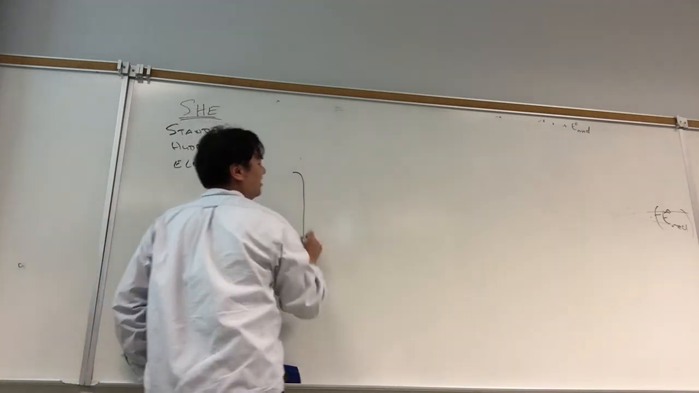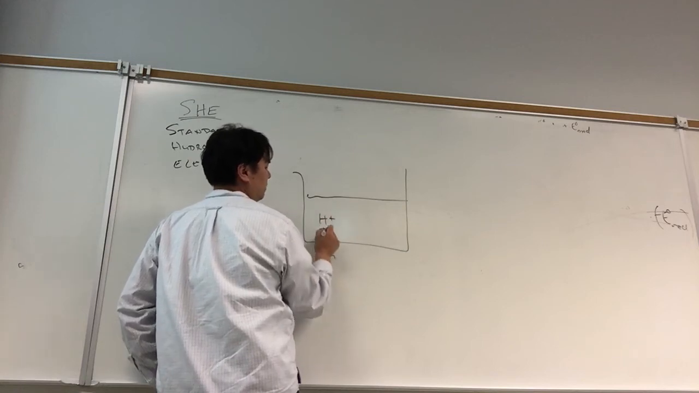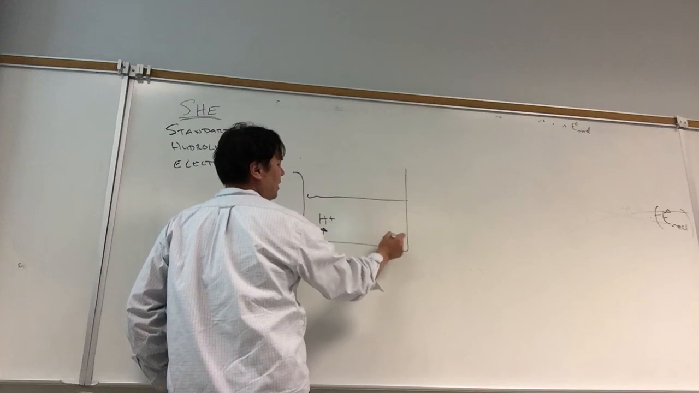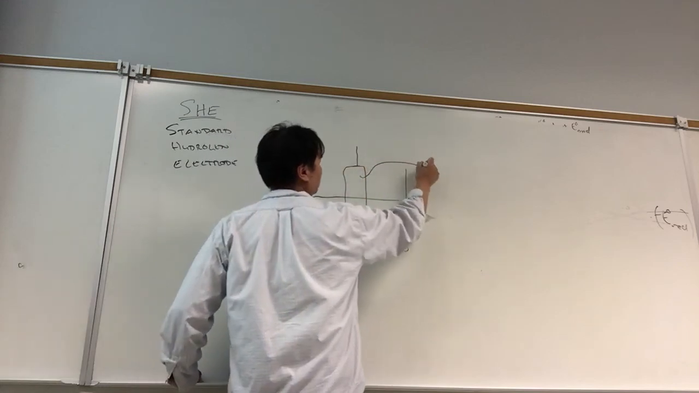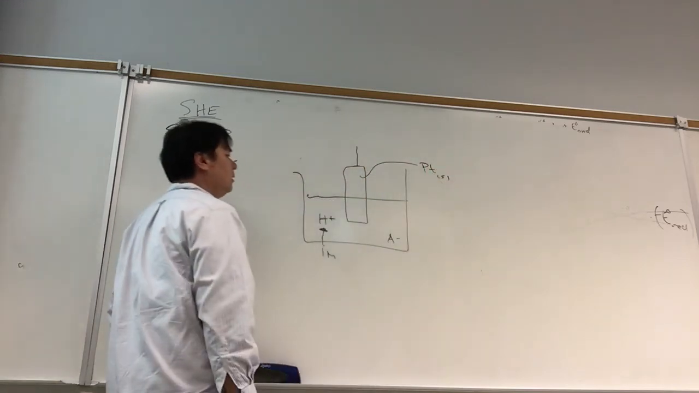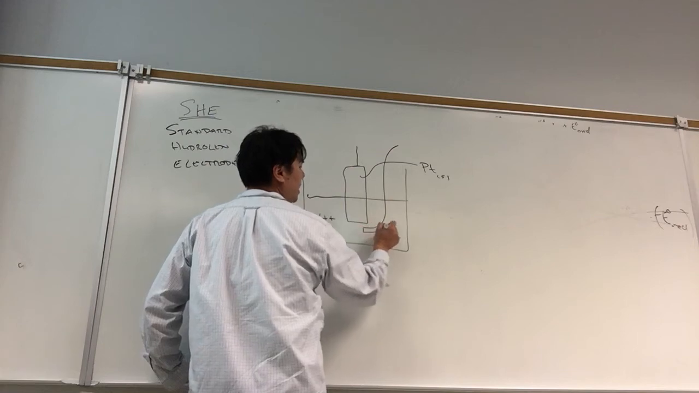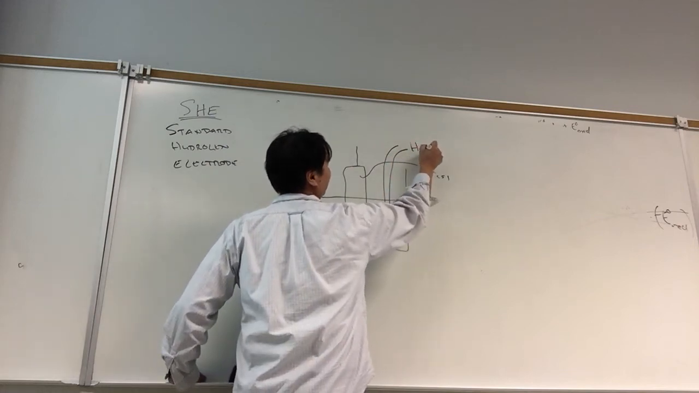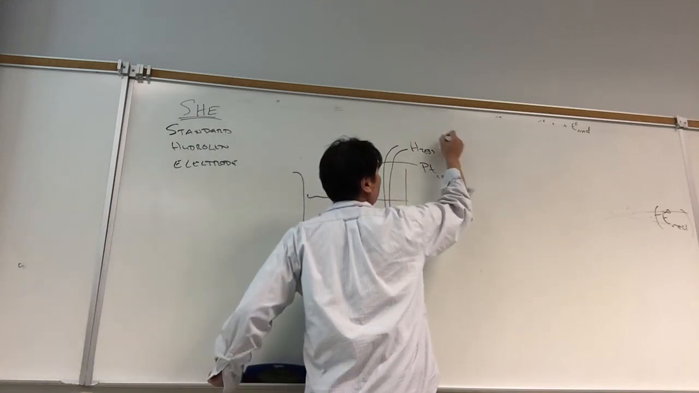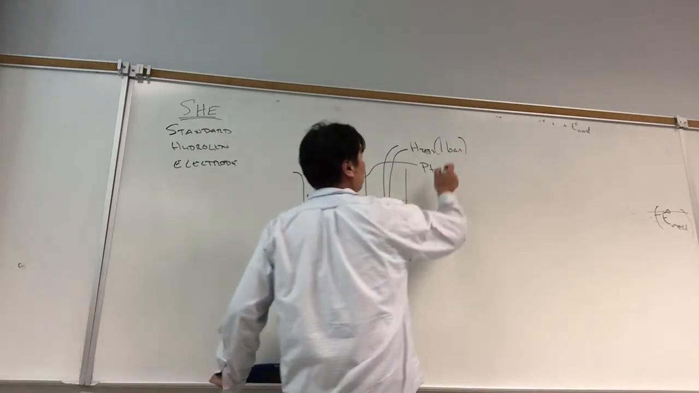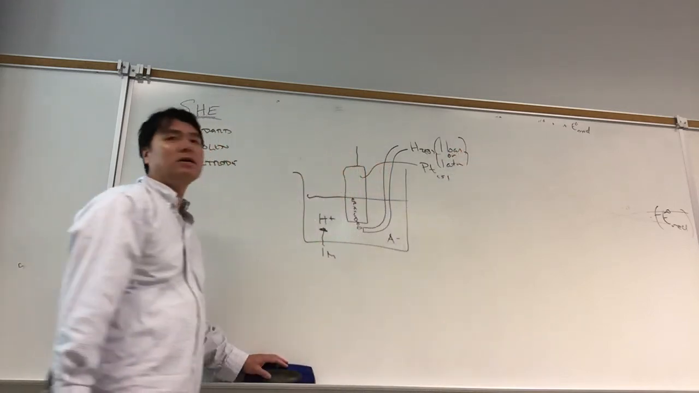The standard hydrogen electrode is just a container like this, and it has H plus in here at 1 molar, some anion, just call it A minus. And then they use platinum as the inert electrode, platinum solid. And then they bubble hydrogen gas on the surface of the platinum. The H2 gas has got to be at a pressure of 1 bar or 1 atmosphere. This is your standard hydrogen electrode.